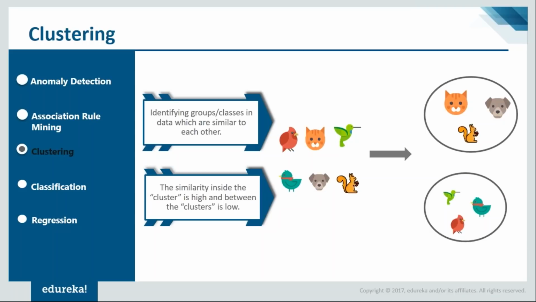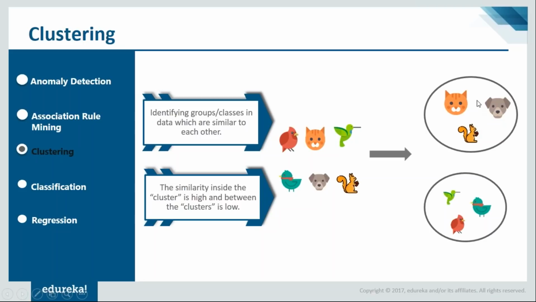So, with the help of clustering, if we have a set of observations, we can segregate these observations into clusters on the basis of their similarity. Let's have a look at this slide. We have this set of observations and we are obtaining two clusters from these. The first cluster comprises all the animals and the second cluster comprises all the birds. And this clustering has been done on the similarity of the observations.